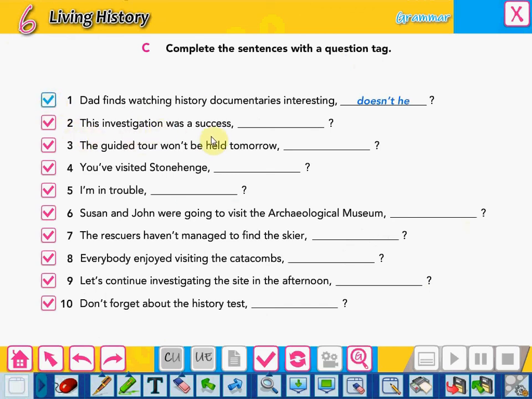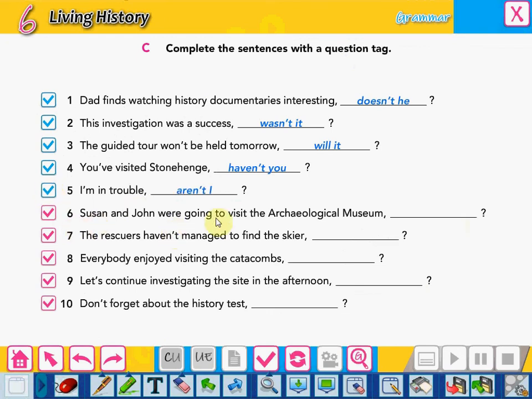This investigation was a success. The answer, wasn't it? The guided tour won't be held tomorrow. Won't be. So the question tag, will it? You have visited Stonehenge. You have visited. Pay attention to the short form of have. So the question tag is haven't you. I am in trouble. The question tag should be aren't I.